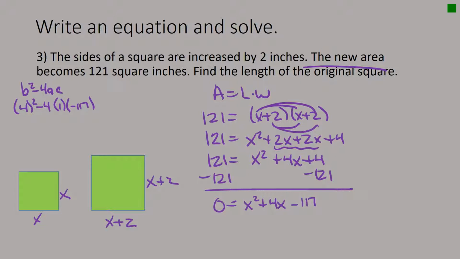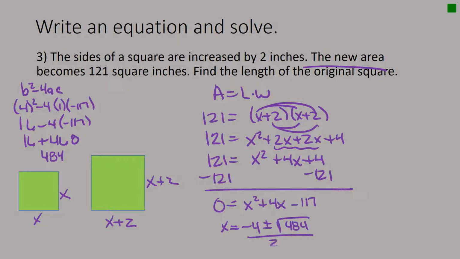So I have 16 minus 4 times negative 1, whoops, wrote that wrong, 117. So that's 16 plus 468, which is 484. Okay? So that means x is the opposite of b, negative 4, plus or minus the square root of the discriminant, 484, all over 2 times a, which is 1. The square root of 484 is 22. Now, if I didn't have a calculator, I would hedge that, but oh, thank goodness I have a calculator.